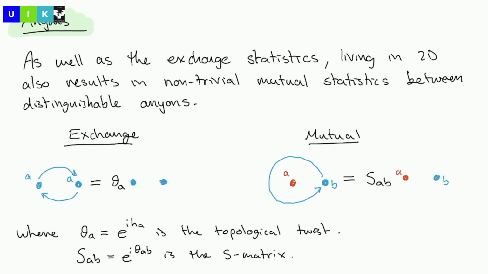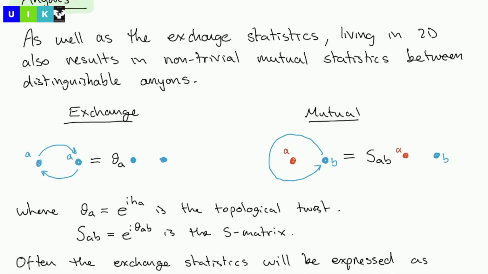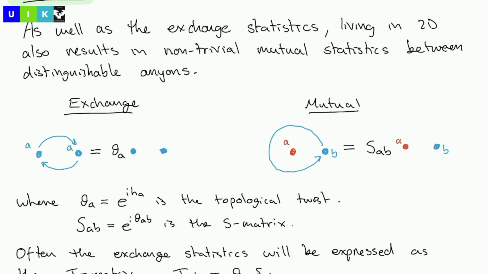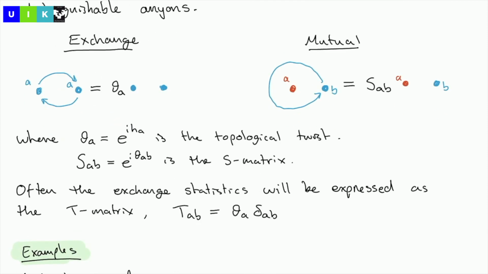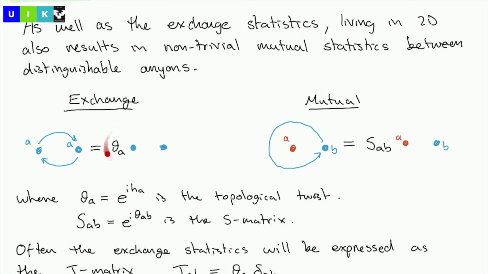Okay, so I gave a very loose argument just then that if we have anyons, then exchanging two indistinguishable anyons, I can pick up now a general phase, which I have written here as theta A. Okay, so this I can call the topological spin. Sometimes it's called the topological twist. These names seem to crop up in slightly different places, but let's call this the topological spin.